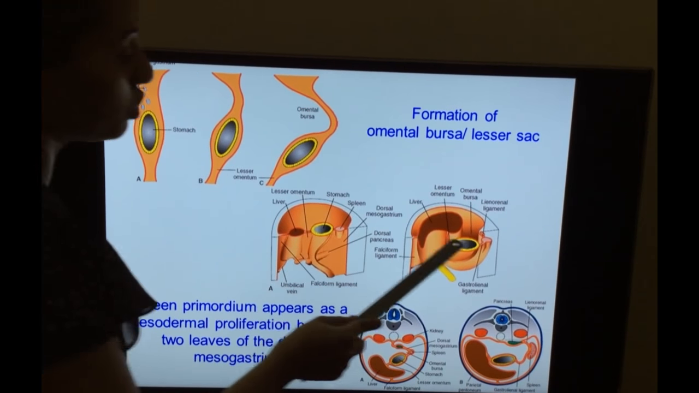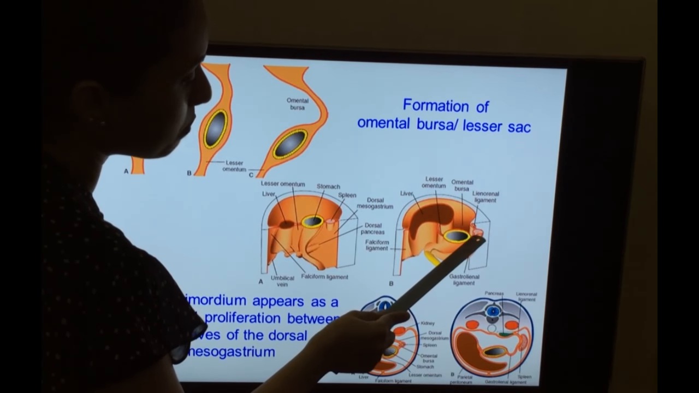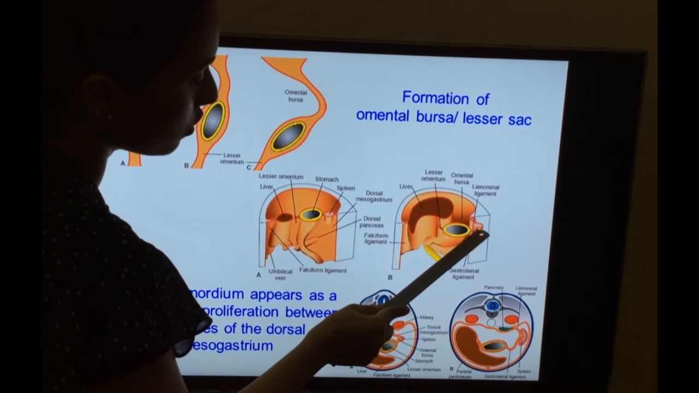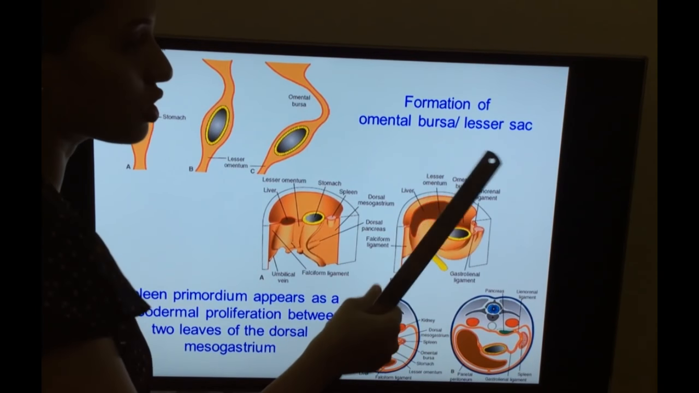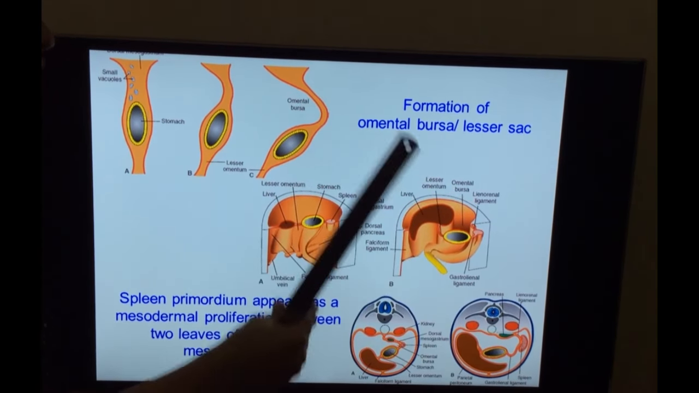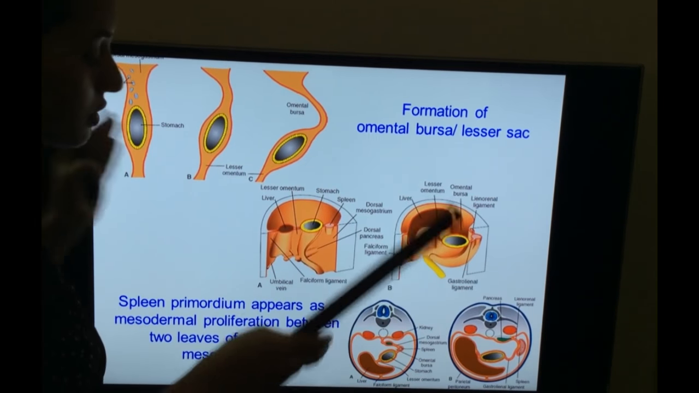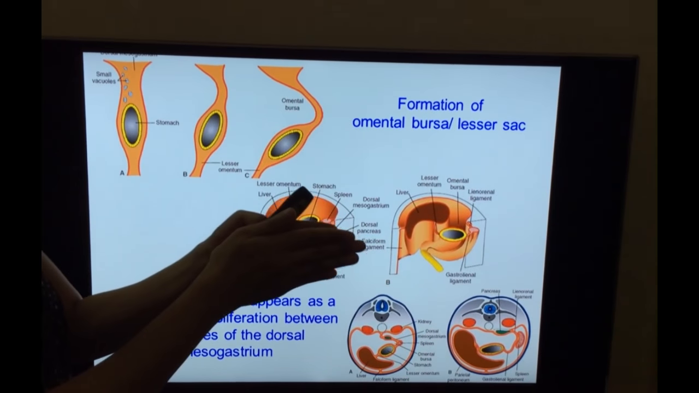Due to the rotation on the longitudinal axis, the dorsal mesogastrium will be pushed towards the left side. Due to the formation of the spleen, what happens? The spleen also will be covered with the peritoneum of the dorsal mesentery, because the spleen is arising and appearing within the two layers of the dorsal mesentery.